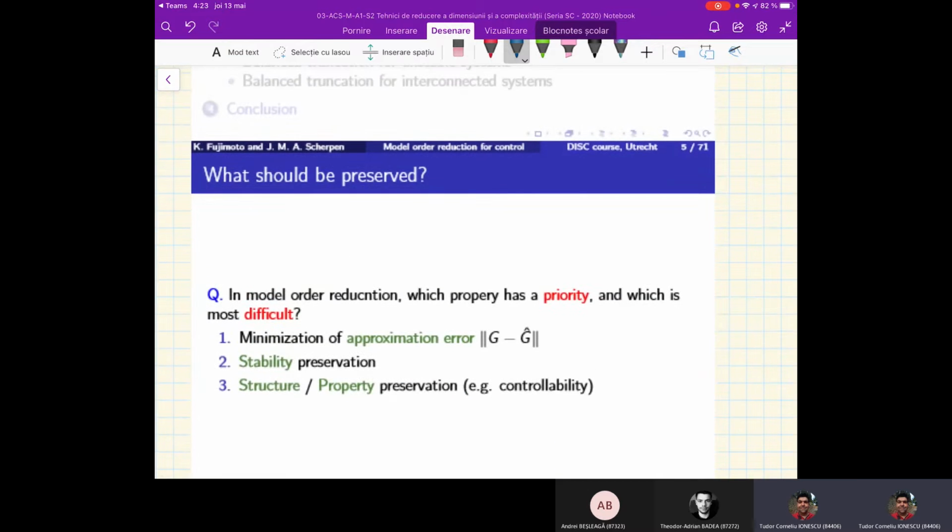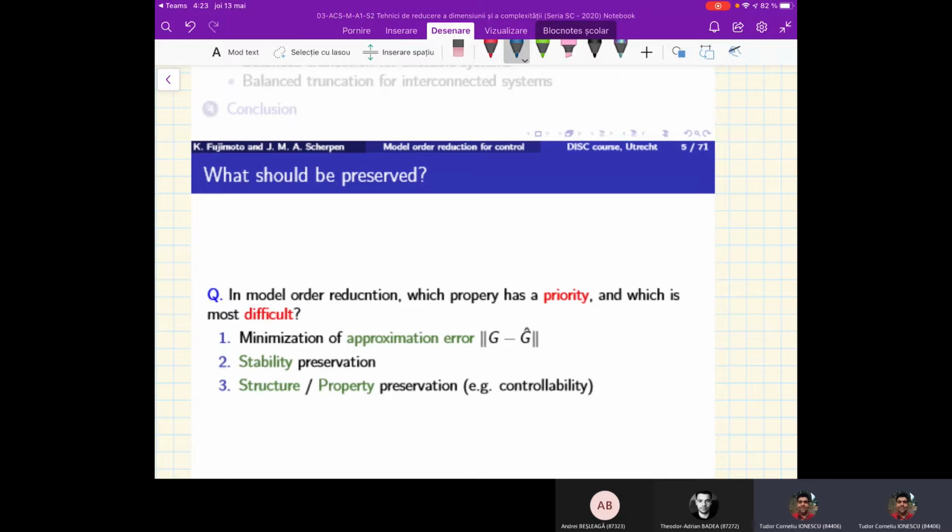What should be preserved? This is the main question in model order reduction. You do model order reduction, you do an approximation of some dynamical system with a lower dimensional dynamical system, and you ask yourself, what are you going to preserve in this model order reduction procedure? Which property has a priority and which is most difficult?